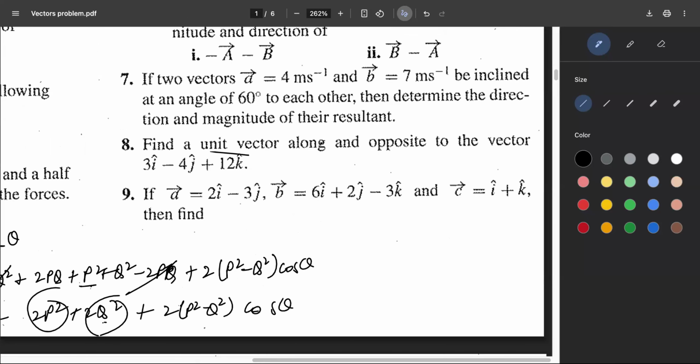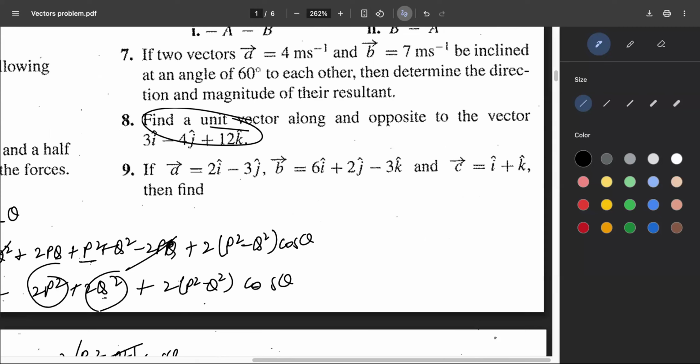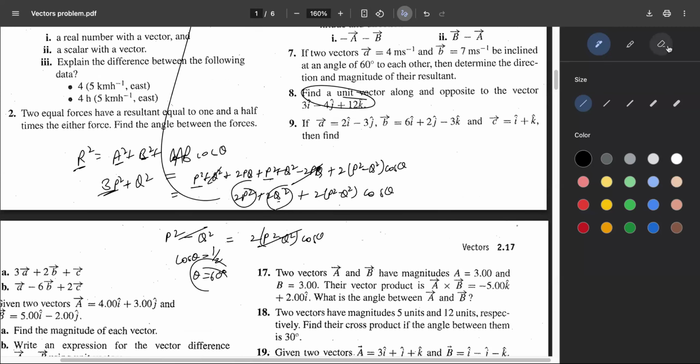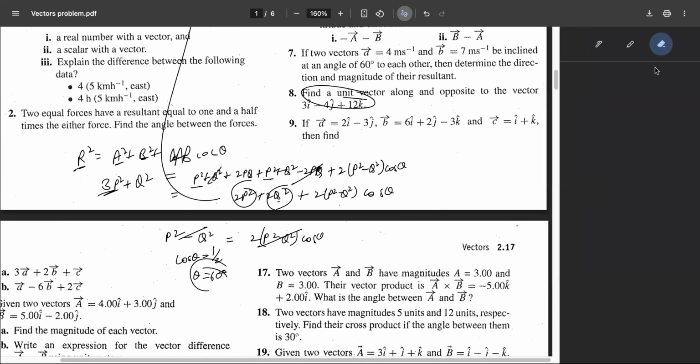Find a unit vector along and opposite to this vector. Okay, that's fine. Look, it is very simple. I don't know why you chose this problem. You should have chosen some other problem. Let's remove this part first. Okay, I'll just refresh it.